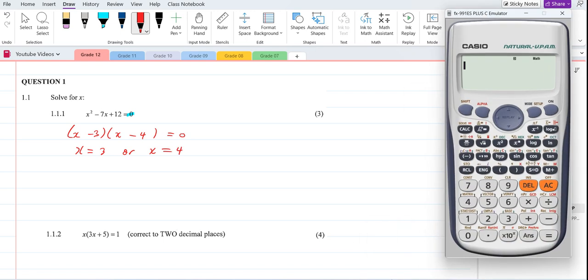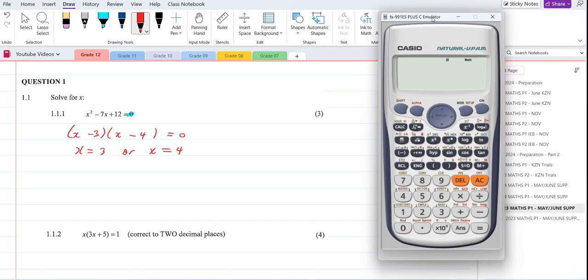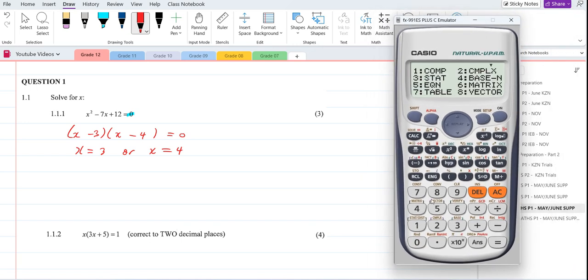Now if you want to use a calculator and work out those factors, you can always do it. You can go to mode 5 3 and enter the values of a, b, c. The value of a is 1, the value of b is negative 7, and the value of c is 12.